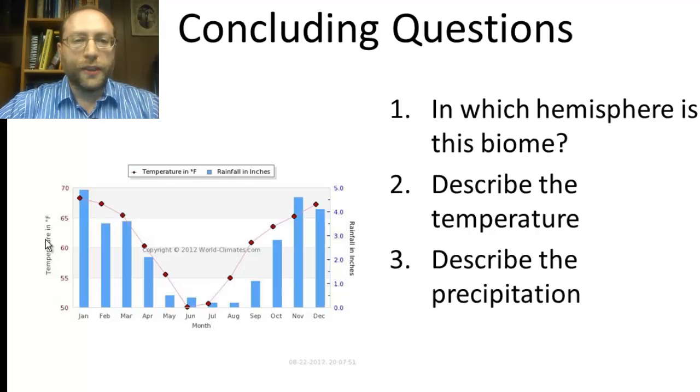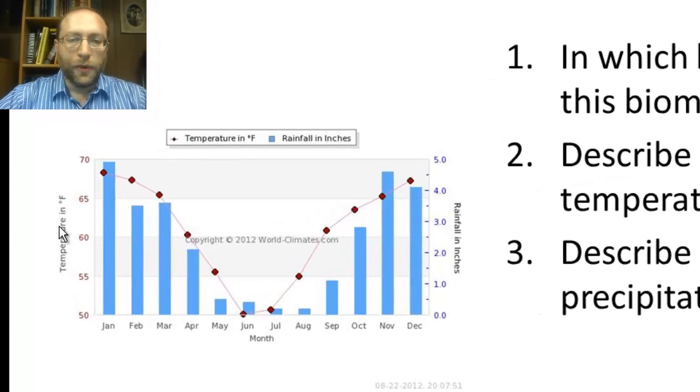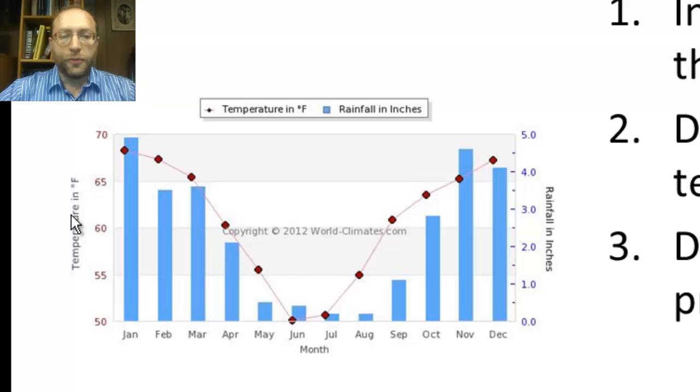Now we come to the concluding questions, and here we're looking at the climate graph here. And number one, in which hemisphere is this biome? And for that you need to look at where winter and summer is. Number two, describe the temperature over the course of the year, what happens to the temperature. And number three, over the course of the year, what happens to the precipitation.